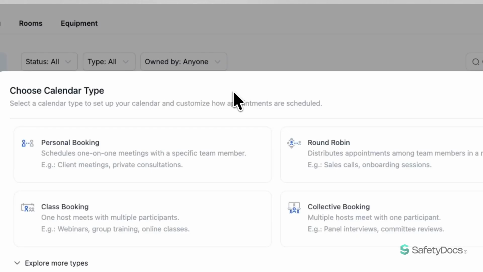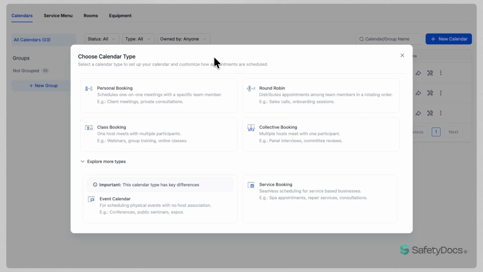When you're setting up a new calendar, you're going to be presented with several different calendar types: personal booking, round robin, class booking, collective, event, and service booking. Deciding how and when to use each one of these is important.